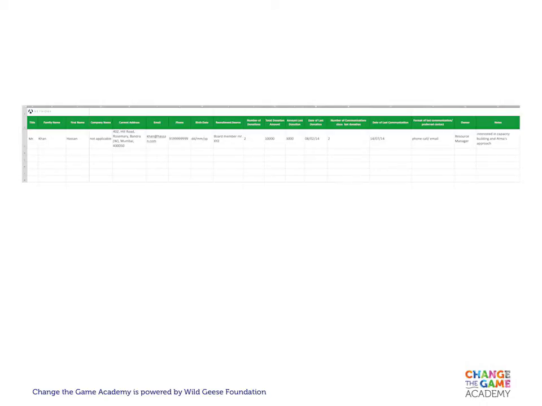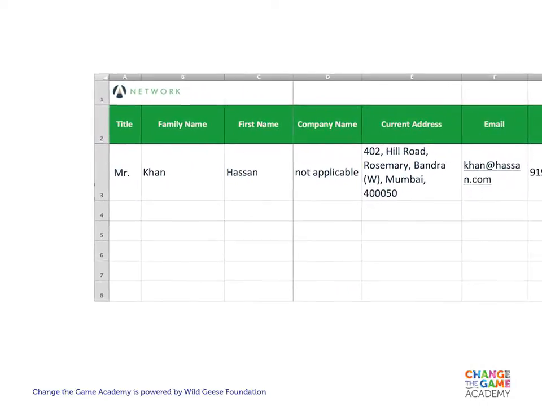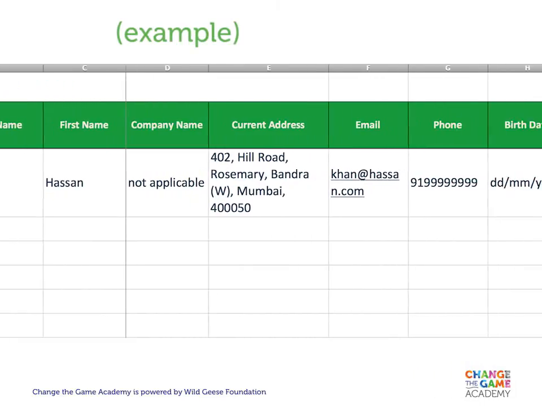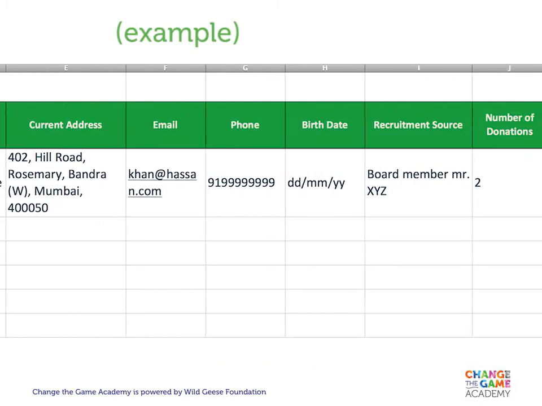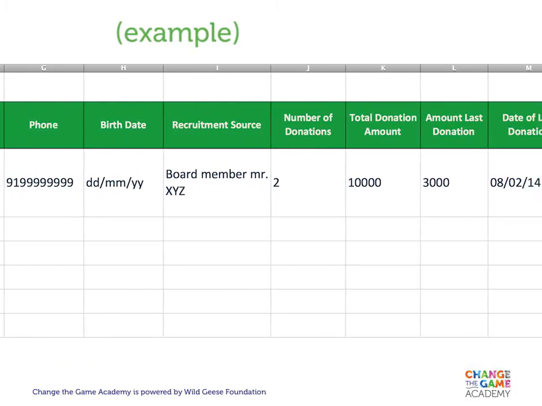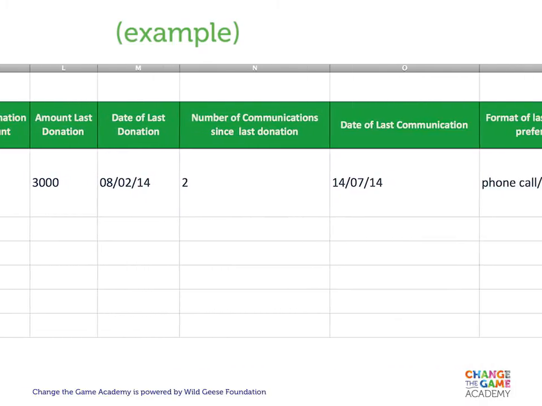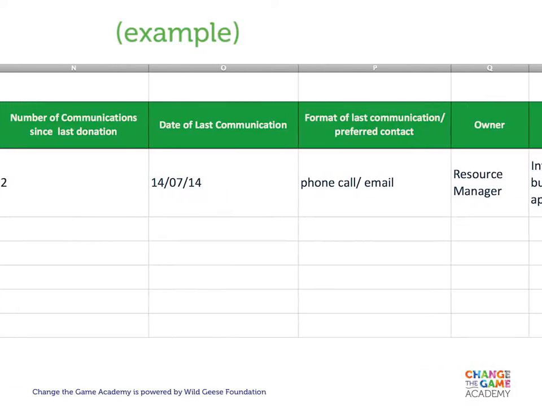This is an example of a database with which you can keep track of your donors and other stakeholders. The database consists of several columns for the contact information, the giving behavior, and the communication with donors.